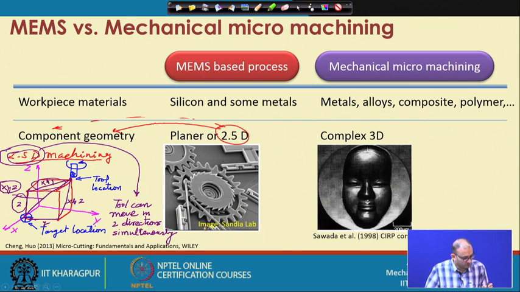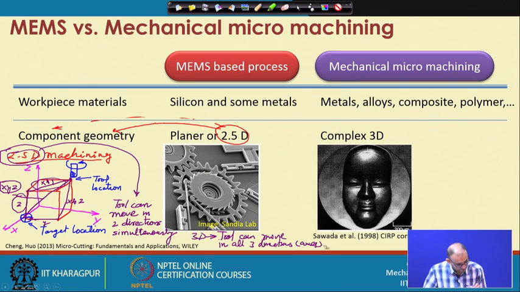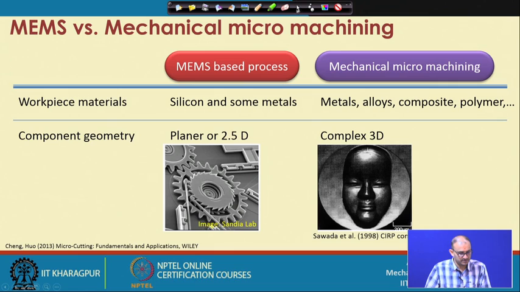So, when your tool is moving, 3D machining means tool can move in all three direction or axis together. So, this is called 2.5D machining, and this is called 2.5D geometry. So, this is the difference between these two different terminologies.